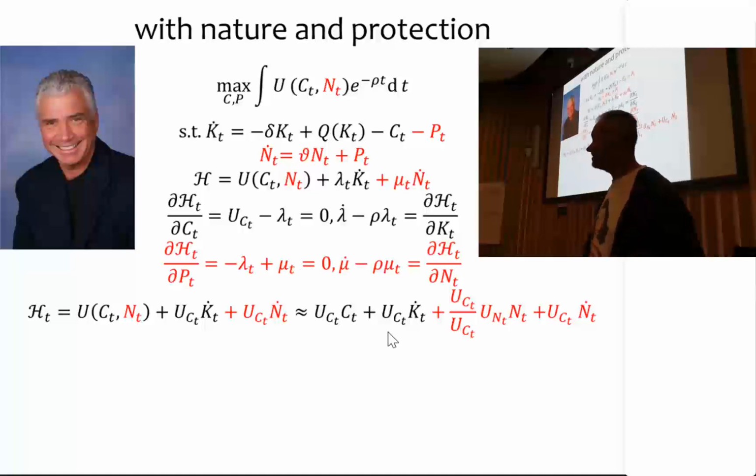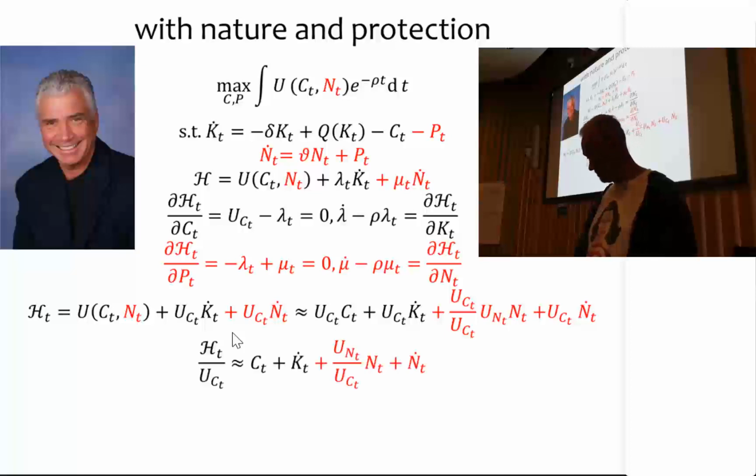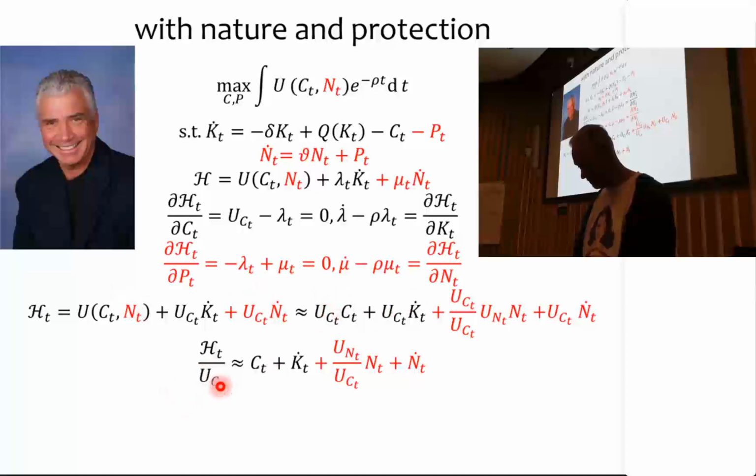So this is just the first order Taylor approximation of this thing here, right? Now the final step that we took last time was divide both sides of the equation by marginal utility. So let's do that again. This expression here, we divide by u sub c. So this becomes c, this becomes k dot. So this is net domestic product. This thing here becomes just n dot.